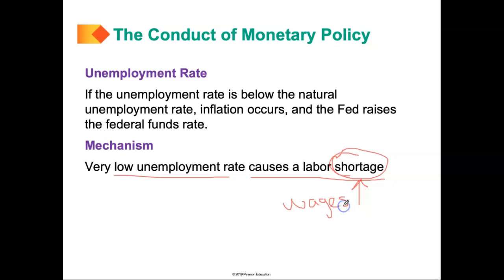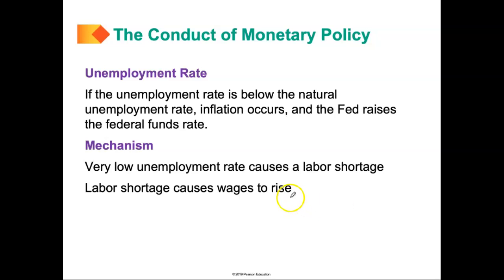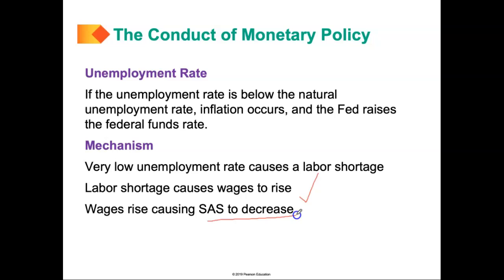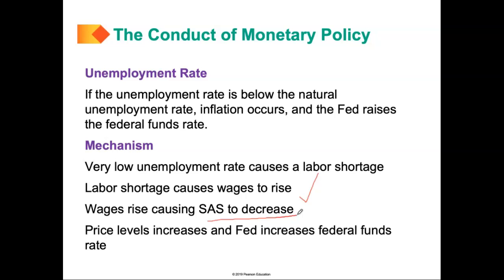So every time there's a labor shortage, the price of labor, which is wages, will increase. Okay? So a labor shortage causes wages to rise. When wages rise, this affects the short-run aggregate supply curve, and the short-run aggregate supply curve will decrease because it's now expensive to produce goods and services. And this will cause the price level to increase. When short-run aggregate supply decreases, the price level increases, as we already saw. That is cost-push inflation. And the Fed will increase the federal funds rate to slow down the inflation rate.